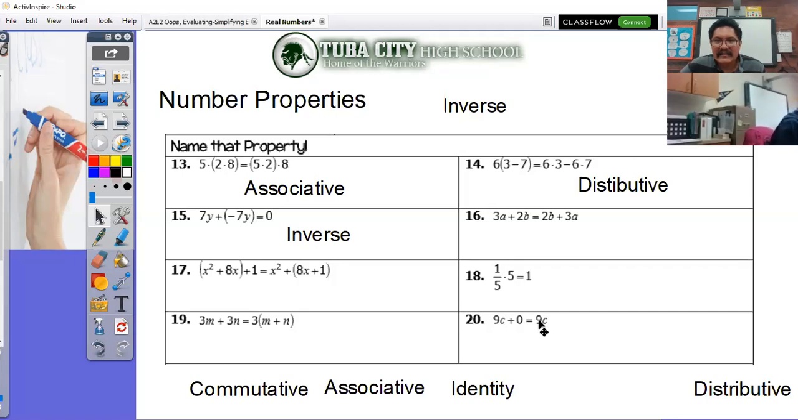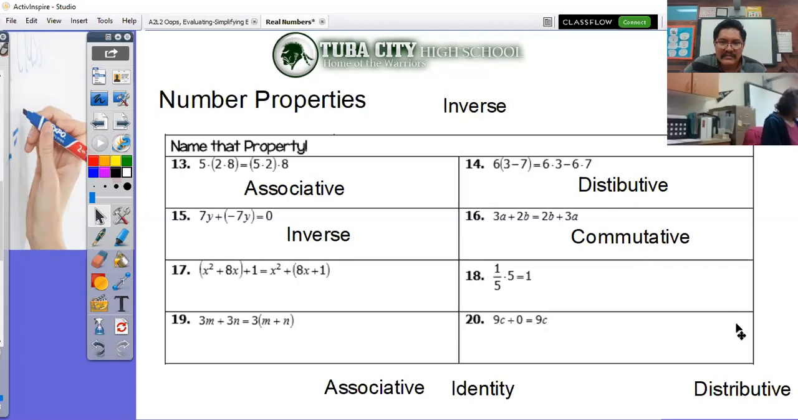All right, number 16: 3a plus 2b equals 2b plus 3a. So what's going on in this set? Well, 3 and the a are still together, and 2b and 2b are still together on both sides. So we're not really changing any groupings. There's no parentheses. So this is an example of commutative. We just switch the order of the numbers, and it should still mean the same thing.